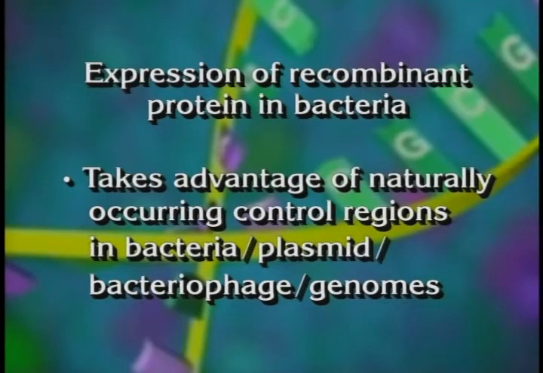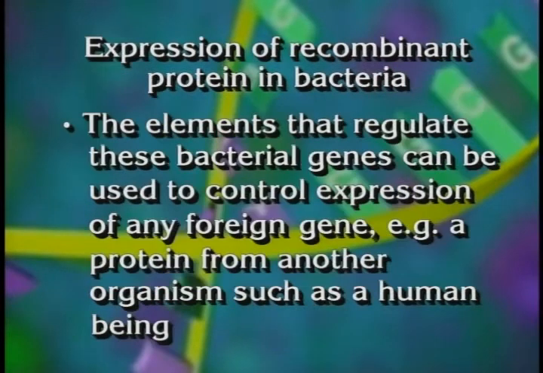So we go to the next slide. Expression of recombinant proteins in bacteria takes advantage of naturally occurring control regions taken from bacterial genomes, from bacterial plasmid genomes, or from bacteriophage genomes, the bacterial viruses. The elements that regulate these bacterial genes can be used to control expression of any foreign gene. It's not guaranteed you get a lot of it, but you can certainly set it up and express any foreign gene under those control elements. If it's made in sufficient quantities in bacteria, that recombinant protein can be purified, and in fact, the basis of all the commercially viable proteins that are made this way is that they're made in high enough quantities that they can be purified and available in pure form.